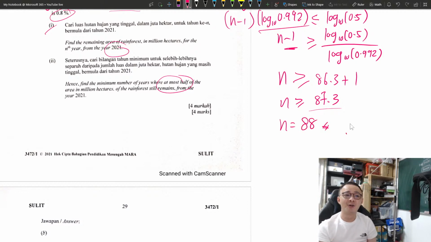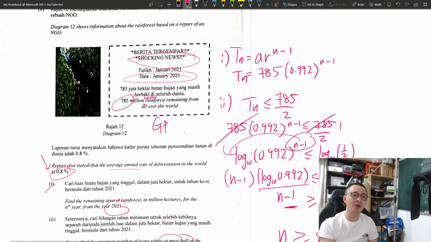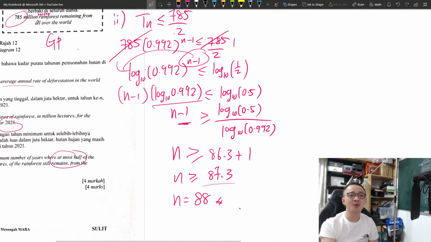Okay, so basically, maybe until the generation of your son, then in the whole world, the forest only left half of it or even less. Yeah, this is what happened. And I would say progression is somehow quite useful in the real world, because if you want to predict or forecast a lot of things, you will use the knowledge of progression. So yeah, don't hate this topic.